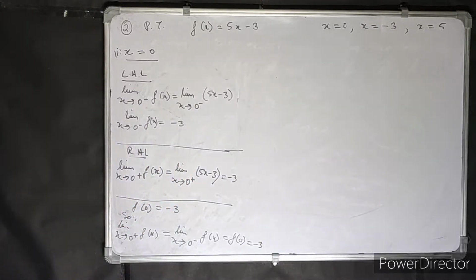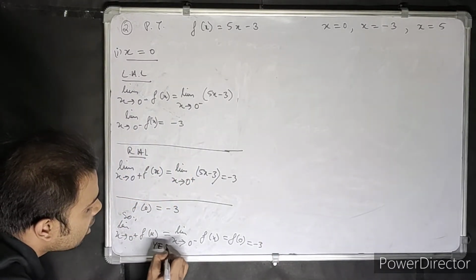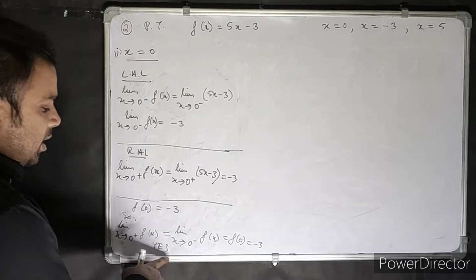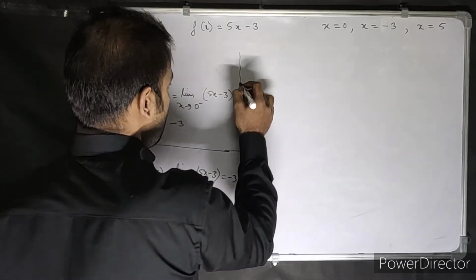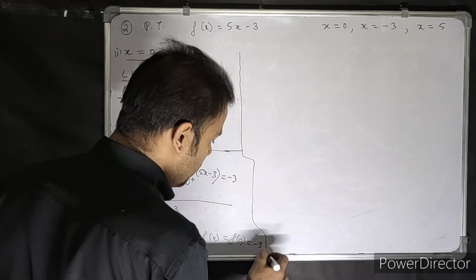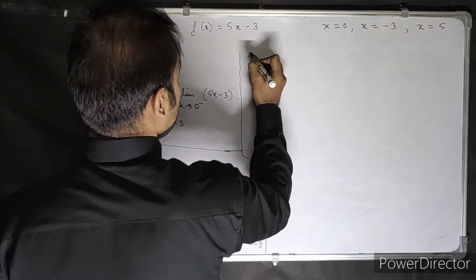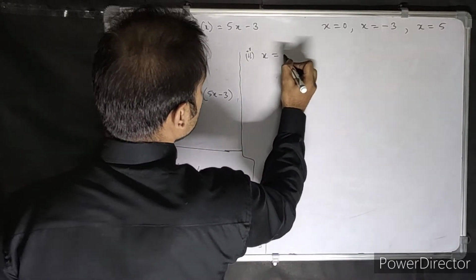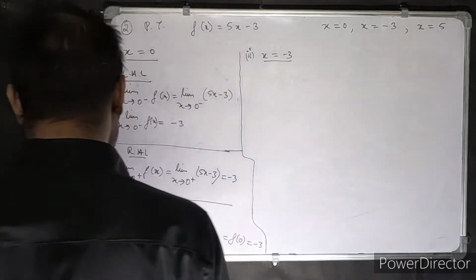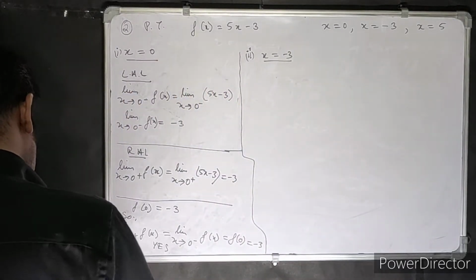So the function is continuous. Here I am just writing yes, but you write yes, the function is continuous at x equal to 0. Okay, I will write yes, no, you will write the whole thing. Okay, second part, x equal to minus 3. I wanted to do this because this is the main thing that you will understand from here.